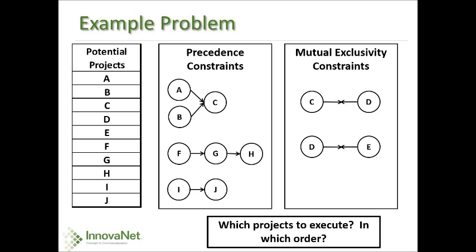There are also precedence constraints among projects. For example, projects A and B have to be executed before project C can be executed. There are also mutual exclusivity constraints. For example, you can execute either project C or project D, or neither, but you can't execute both. Taking all that into account, the question is then which projects you should execute and in which order without exceeding any limits on financial or human resources.